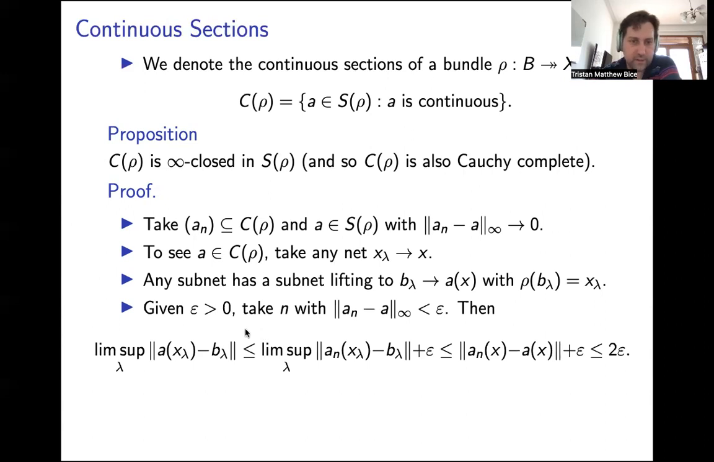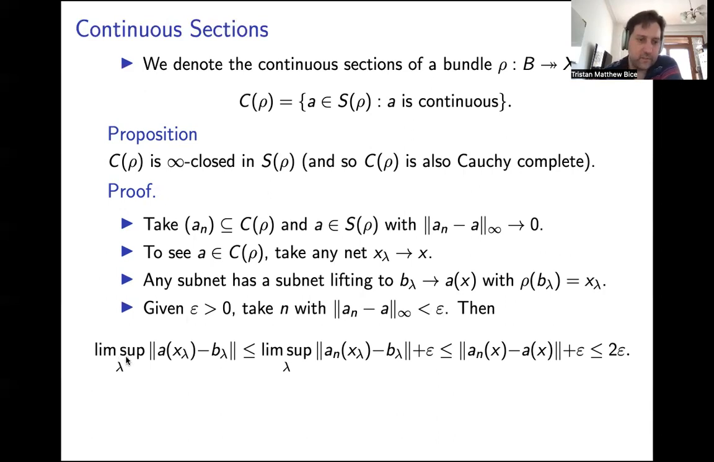So let's see. Let's take some epsilon above zero. We need to do this kind of temporarily just to get the result we want. So we know that A_n approaches A with respect to the infinity norm. In particular, I can find at least one n such that A_n and A are close with respect to the infinity norm, close like within epsilon of each other.